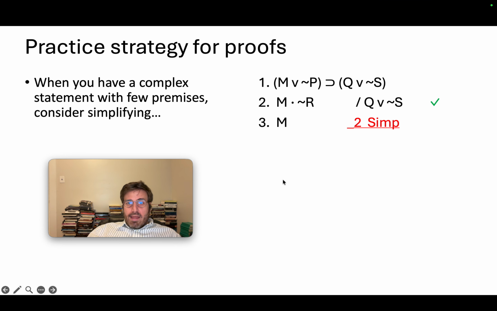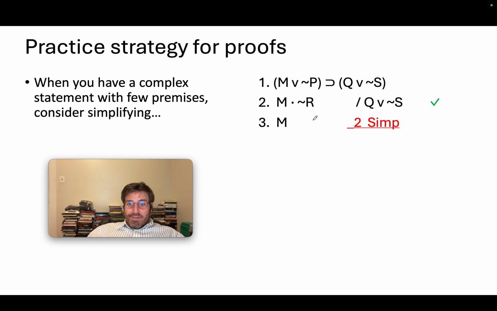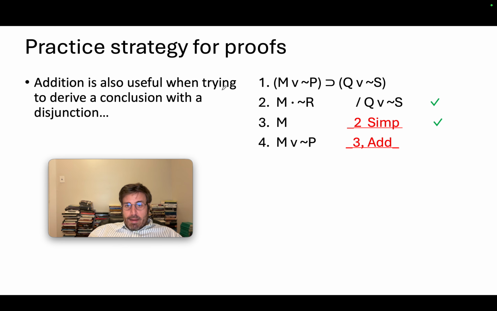So the first move we can make here is the application of simplification to line 2. Remember, simplification is a great rule that allows us simply to rip apart a conjunction and infer one of the conjuncts in isolation, right? If a conjunction as a whole is true, it means both of the conjuncts have to be true. So we can affirm that M is true taken by itself.